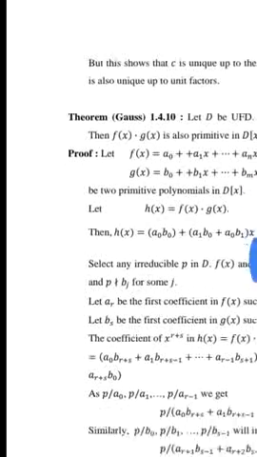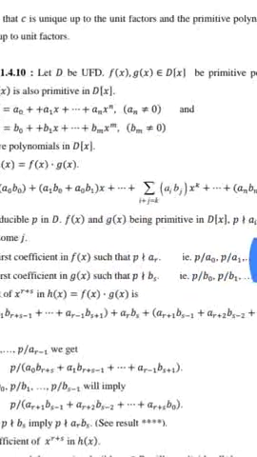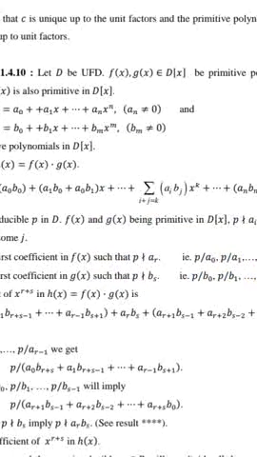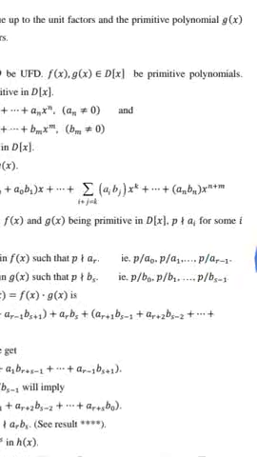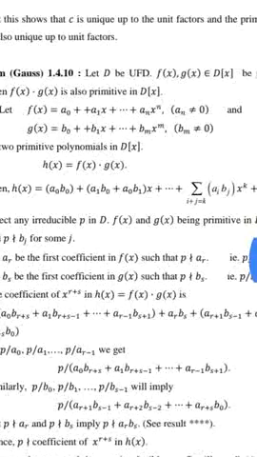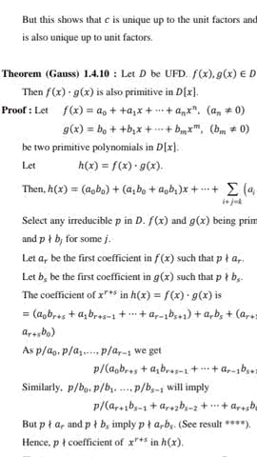Gauss theorem. Let D be a unique factorization domain. Let f of x, g of x belonging to D of x be primitive polynomials. Then prove that f of x into g of x is also a primitive polynomial in D of x.